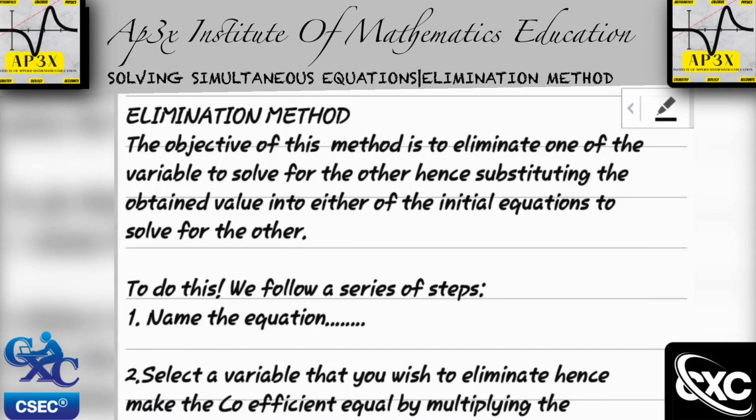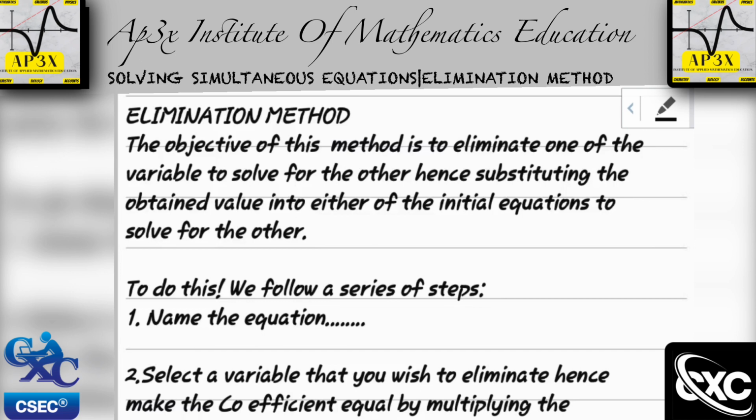Now, what is the basic objective of this method? It says here that the objective of this method is to basically eliminate, that is, remove one of the variables, whether x and y, or A and B, or P and Q. The aim is to eliminate one of the variables in order for you to solve for the other variable. Remember, the elimination method suggests that we have two variables that we are solving for at the same time, but one must be eliminated in order to find the other.